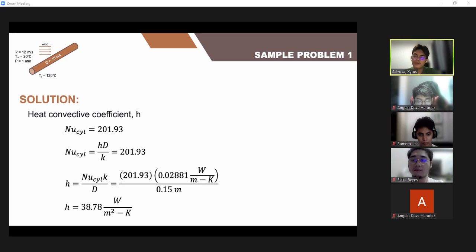Next, we solve for the convective heat transfer coefficient using the acquired Nusselt number and inserting the values of the diameter and thermal conductivity into the equation. Doing so, we get a value of 38.78 watts per square meter Kelvin.